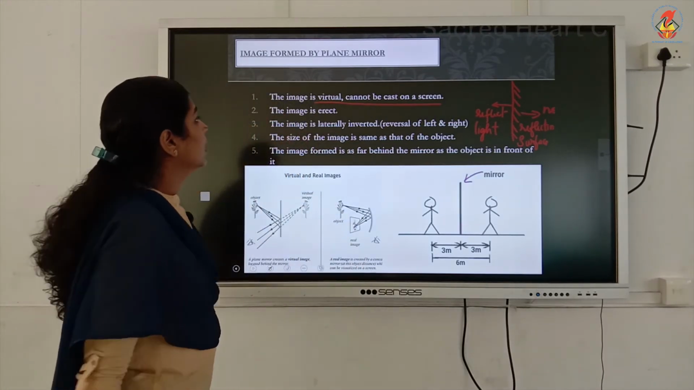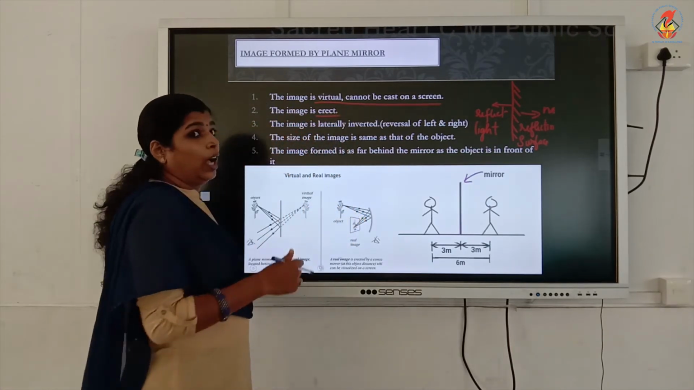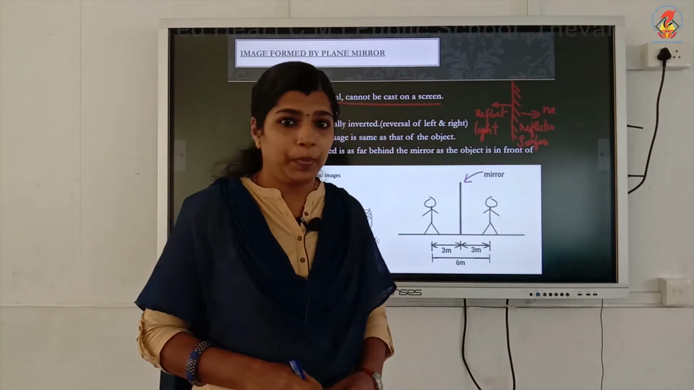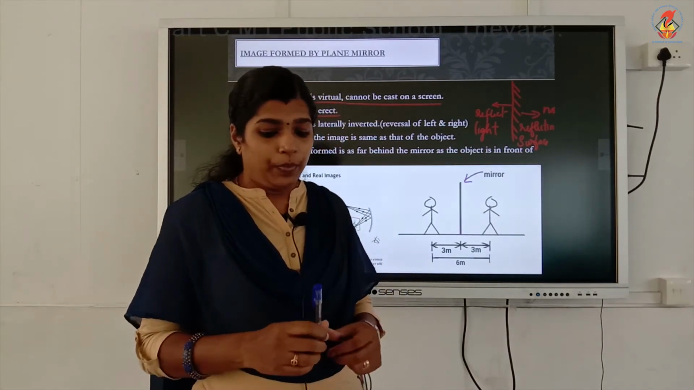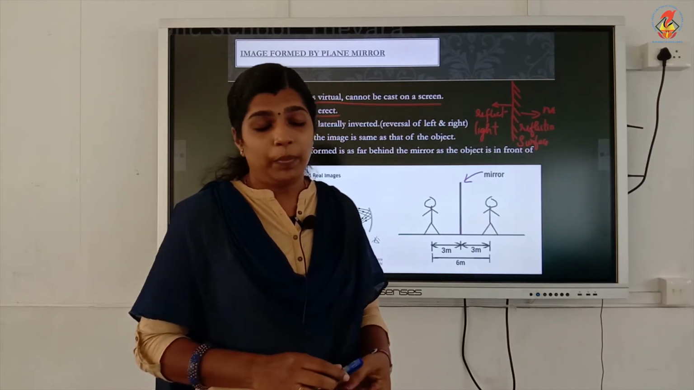Second point, it is erect. Erect means upright. In which way will you see your image on a plane mirror?